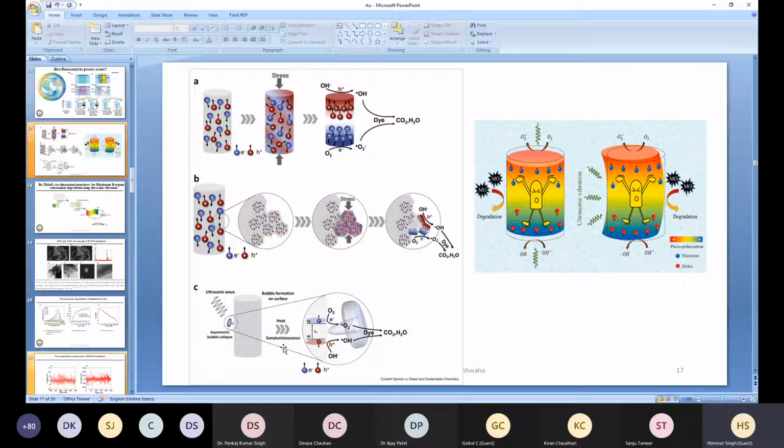The third one is due to cavitation. When we apply an ultrasonic wave, which is also a stress source, over this piezocatalyst, bubble formation will occur over the surface, and due to this cavitation, the electron and hole transfer will occur and the pollutant will degrade. So in this whole piezocatalysis process, these three modes mainly act for the remediation of the pollutant.